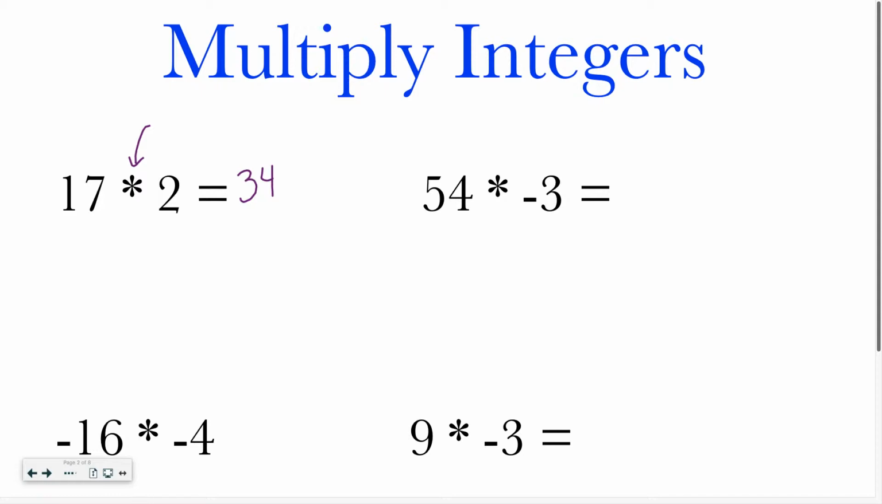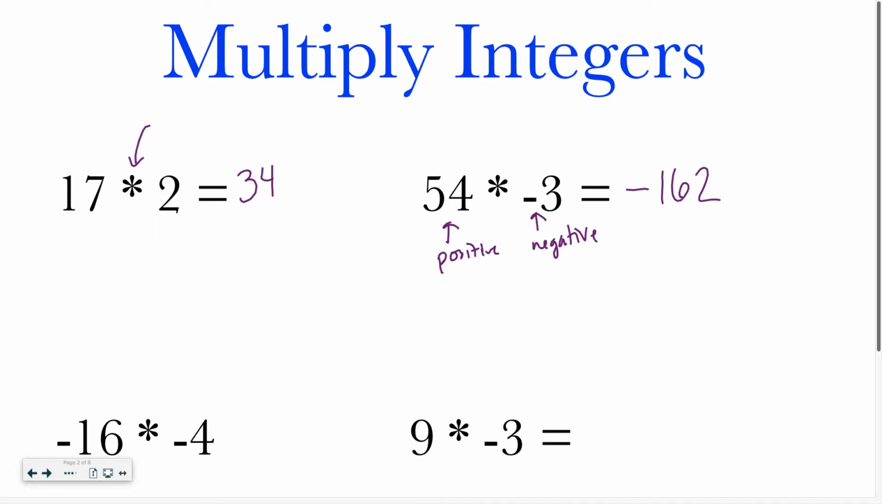And then, if I ask you, what happens if I do 54 times a negative 3? Well, you maybe remember from the last couple of years you've learned that when you have a positive times a negative, you end up with a negative answer. So positive times negative means that my answer is going to be negative. And then I just multiply like normal. 54 times 3 is 162.